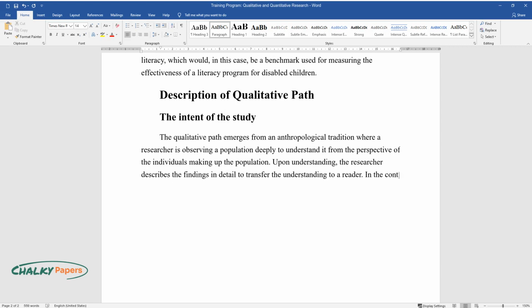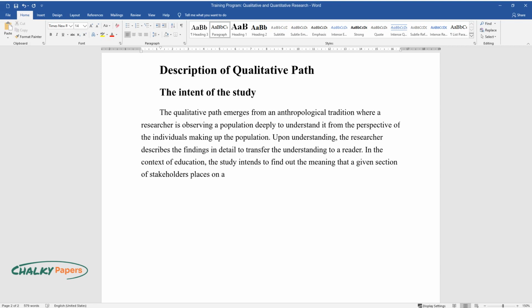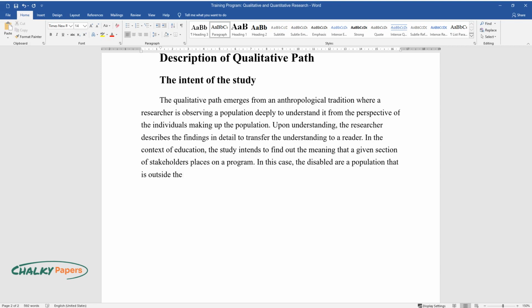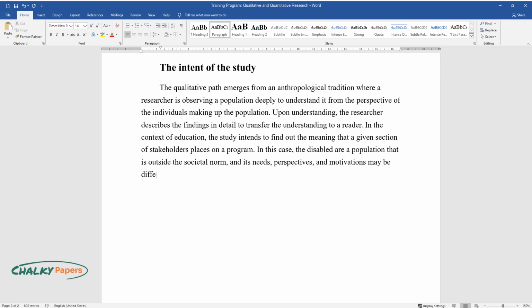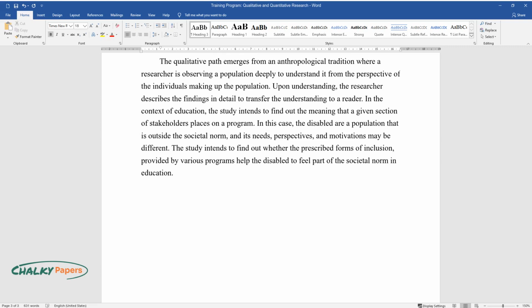In the context of education, the study intends to find out the meaning that a given section of stakeholders places on a program. In this case, the disabled are a population that is outside the societal norm, and its needs, perspectives, and motivations may be different. The study intends to find out whether the prescribed forms of inclusion, provided by various programs, help the disabled to feel part of the societal norm in education.